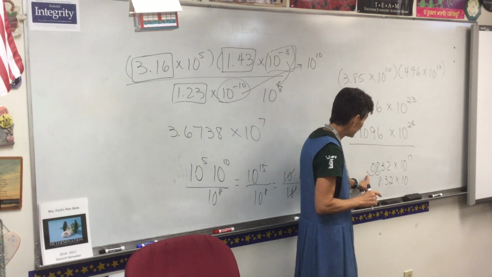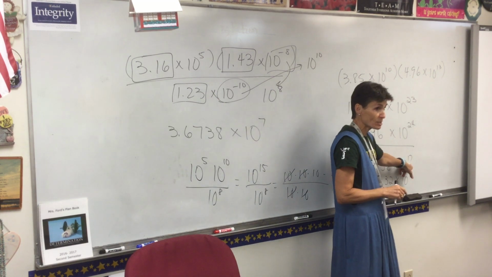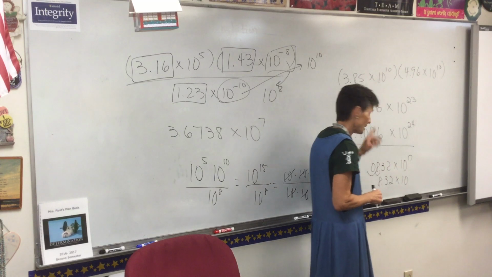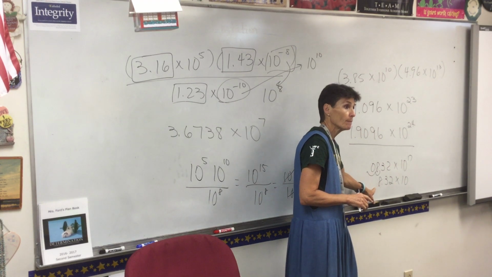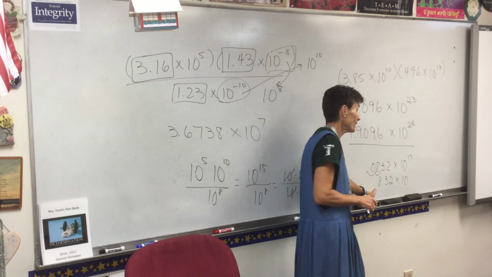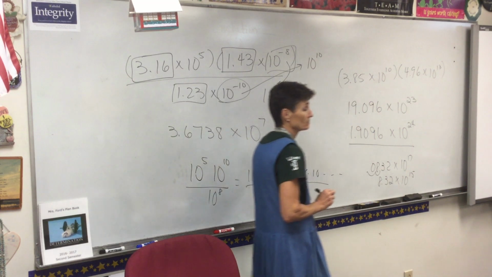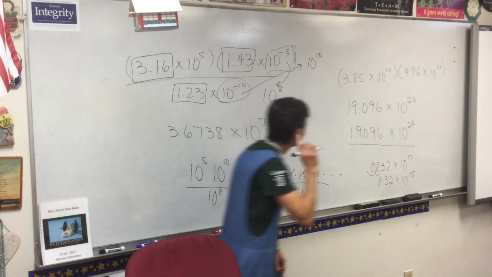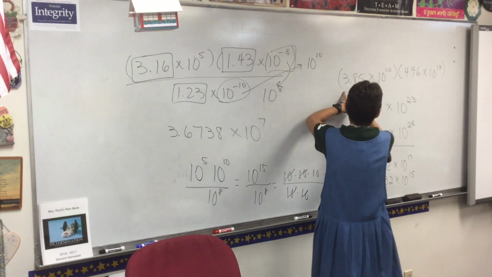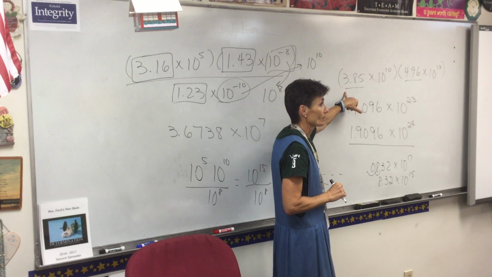Now, how many decimal places did I have to move? 2. So this is going to change by 2. Now watch it. Did this number get bigger or smaller? Bigger. And if this got bigger, then the exponent has to get smaller. I multiplied this times this. Okay?